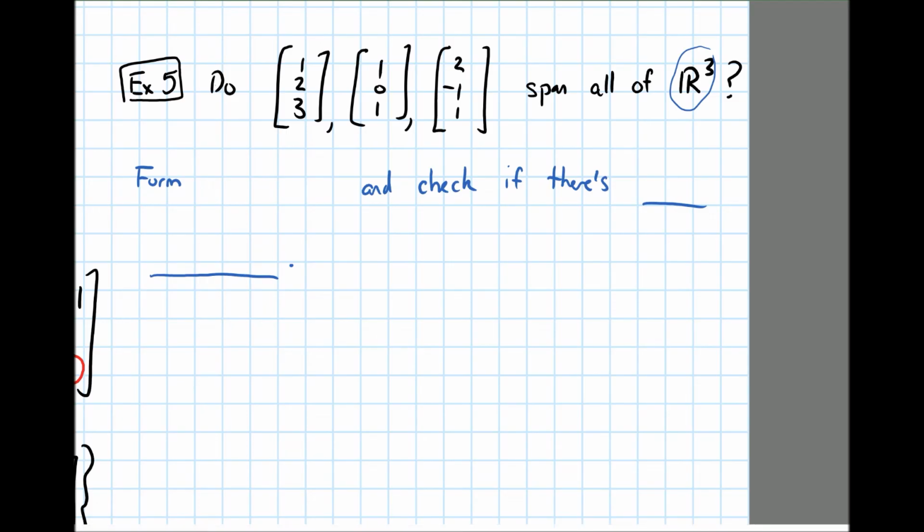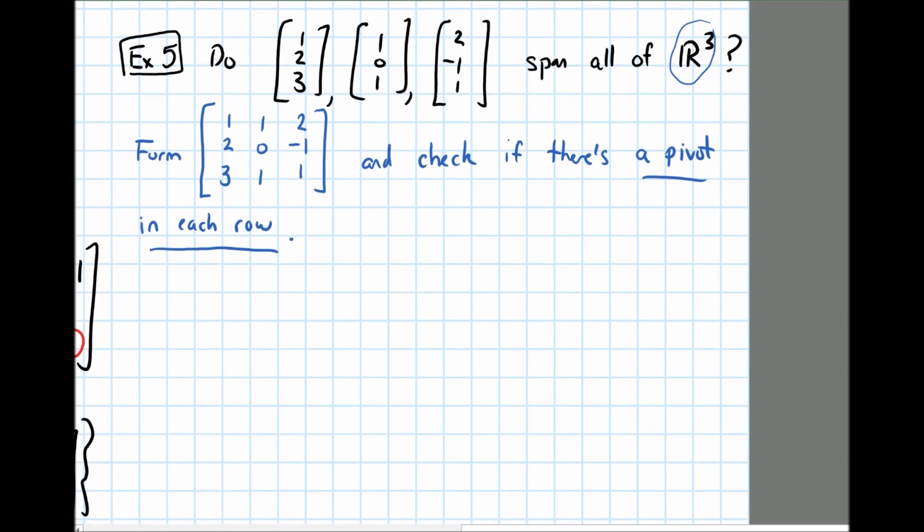So based off of that key result that we just stated, what we do is we form a matrix where we put each of these vectors as a column. So I'll do that quickly. Okay, so I've gone ahead and just inputted those vectors as columns. And I need to check, so I'm just focusing on the coefficient matrix, if there's a pivot in each row. If there's a pivot in each row of this coefficient matrix, it doesn't even matter what's on the right-hand side of the augmented bar, it is going to span all of R3. It's going to have a solution no matter what vector I have on the other side, whatever b is.